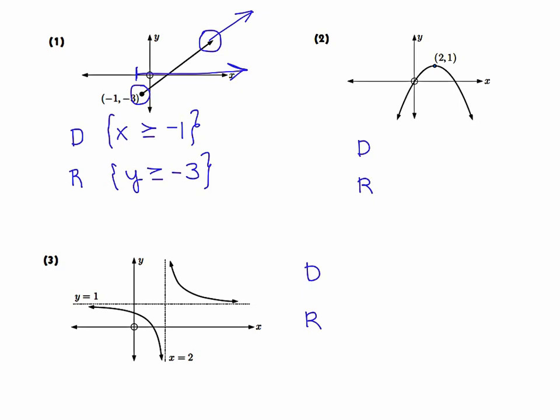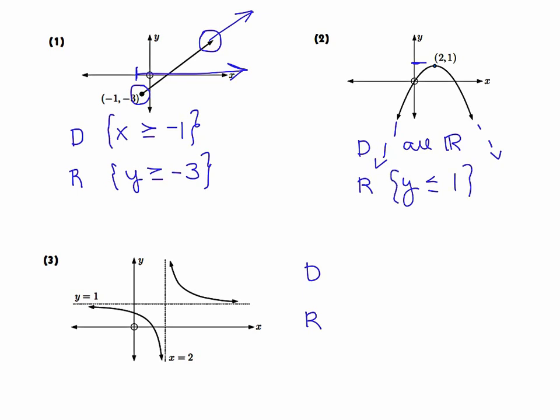For the second one, we have a quadratic function where we know it extends forever in both directions, negative and positive infinity for the x. So domain will be all real numbers, and for the range, it starts at 1, and then the values of y are all smaller than 1. So we can say y has to be less than or equal to 1.